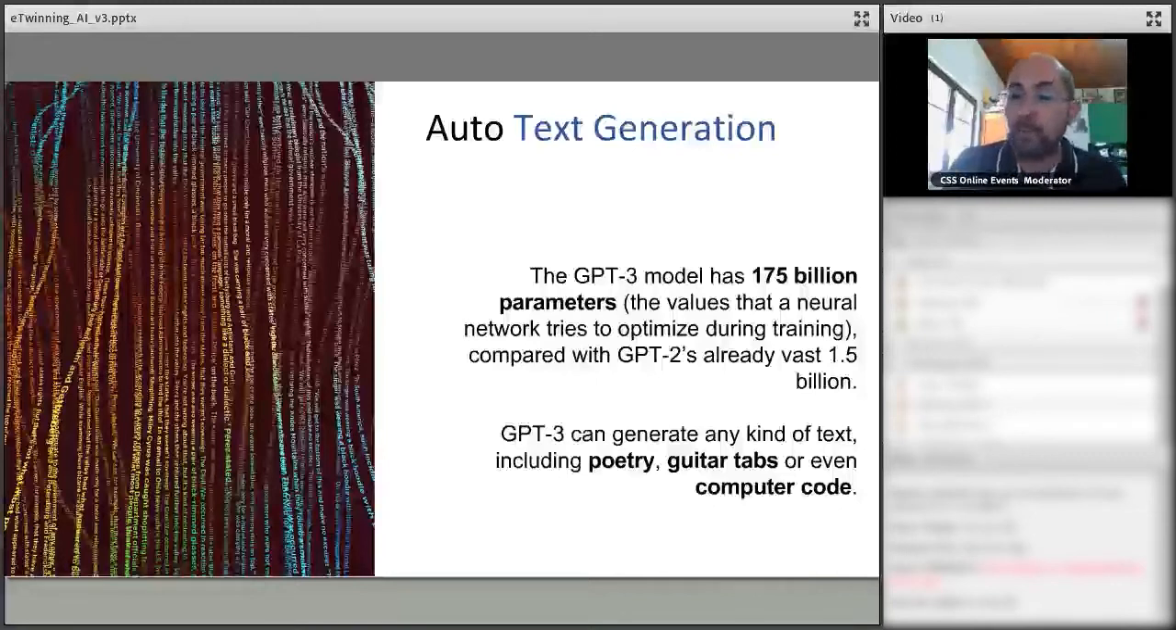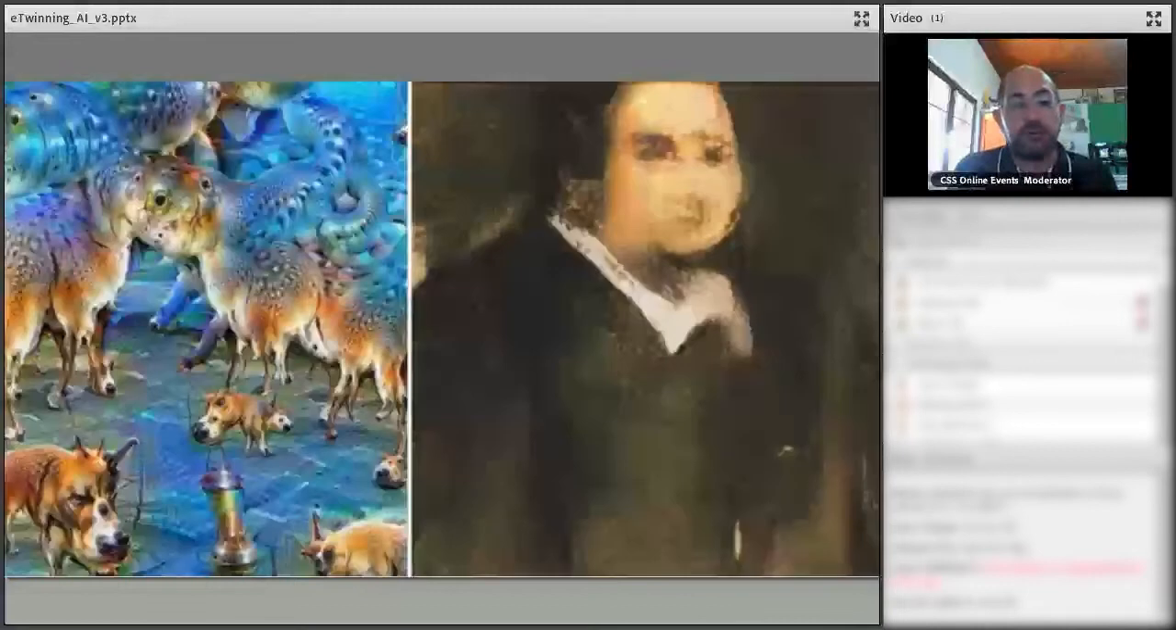Text generation: if you want something to be written about some topic, you can use the text produced by AI models. For example, this one is GPT-3, just for you to have a notion of what these kinds of things can do. It was trained with 175 billion parameters. What was really amazing is that GPT-1 and GPT-2 were able to write, let's say, text. What was discovered with this one is that it can write poetry, guitar tabs, and even computer code. So imagine all the potential that we have around this kind of thing.